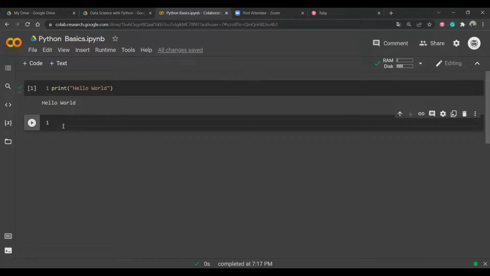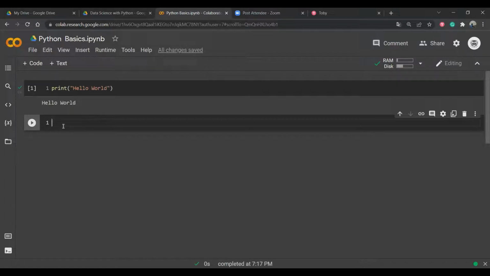Okay, so there are 6 different data types, and in the case of Python, we need not tell the compiler which type of data this is. Python is able to recognize the type of data just by its signature.